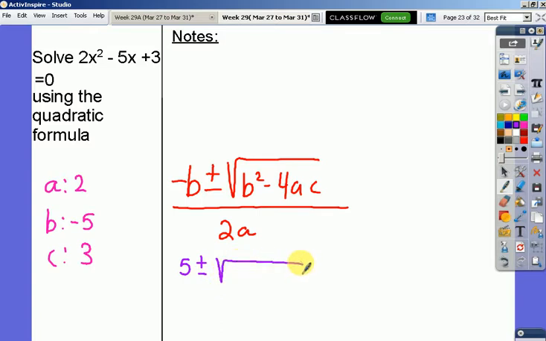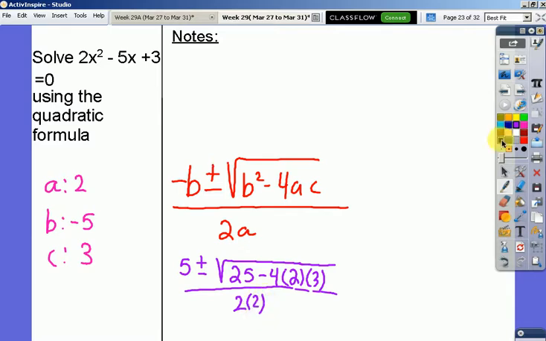So what's B squared? 25 minus 4 times A. What's A? 2. Times C. What's C? 3. Now one thing you want to know is if these are negative, then you need to make sure you watch the sign here. Because if one of these is negative, then the whole thing becomes positive, right? You're adding before it's subtracting, so make sure you keep that in mind. All over 2A, so 2 times 2.